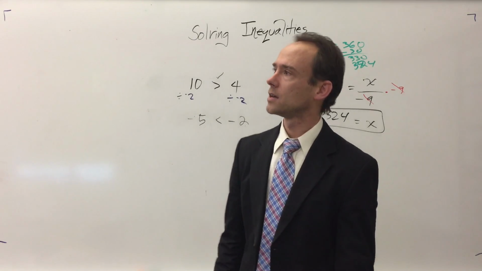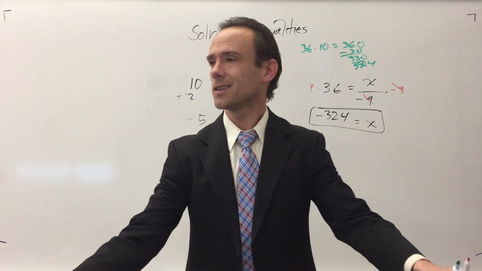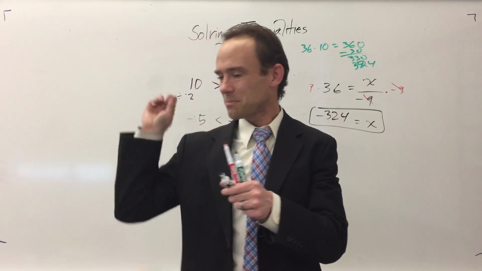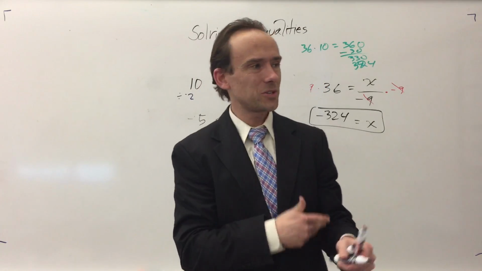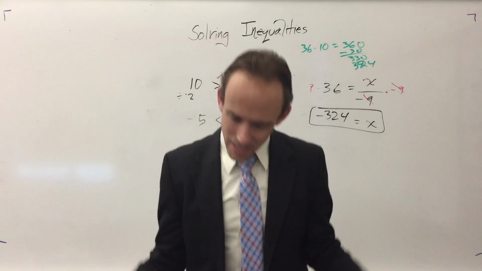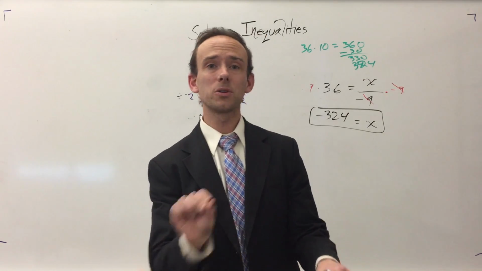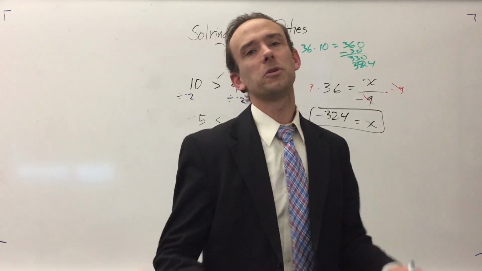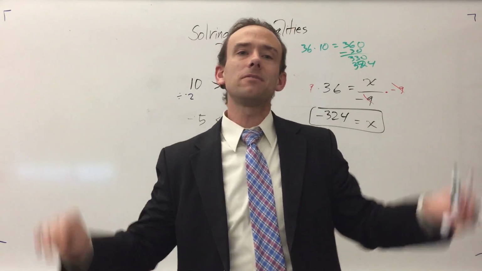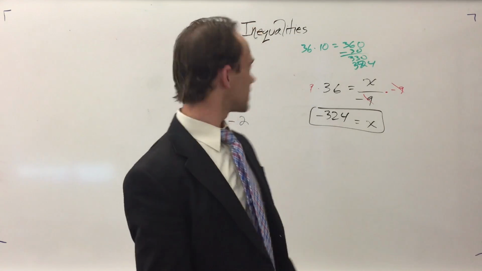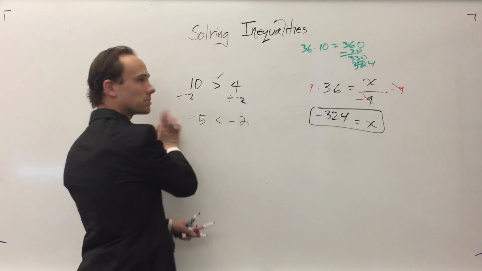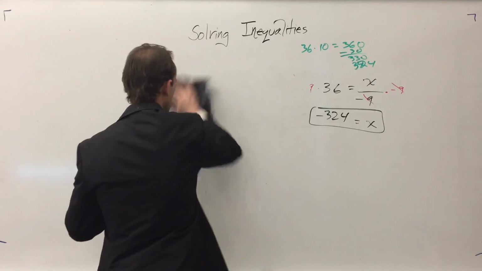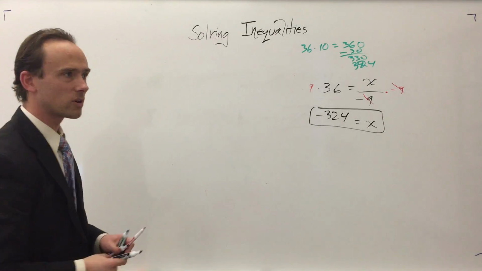When you're dealing with an inequality, solve it the same way you would an equality. We maintain the inequality like we do equality, except when we multiply or divide by a negative, we flip the inequality. If we multiply or divide by a positive, we don't flip it, we leave it. And you can test it just to make sure I haven't gone crazy.